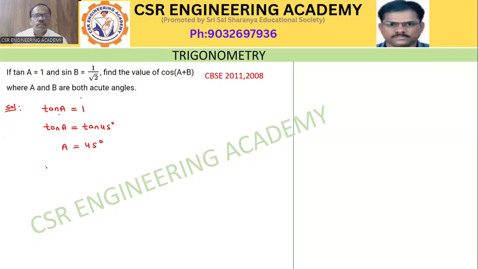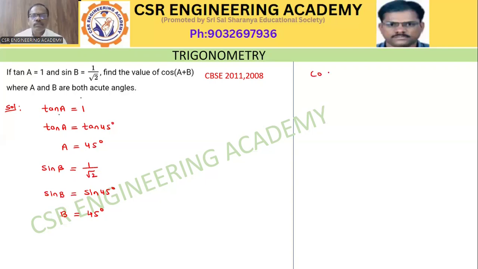Sin B is equal to 1 by root 2. Sin B is equal to sin 45 degrees. B is equal to 45 degrees. Here A is equal to 45 degrees, B is equal to 45 degrees, that is less than 90 degrees. Both A and B are acute angles.